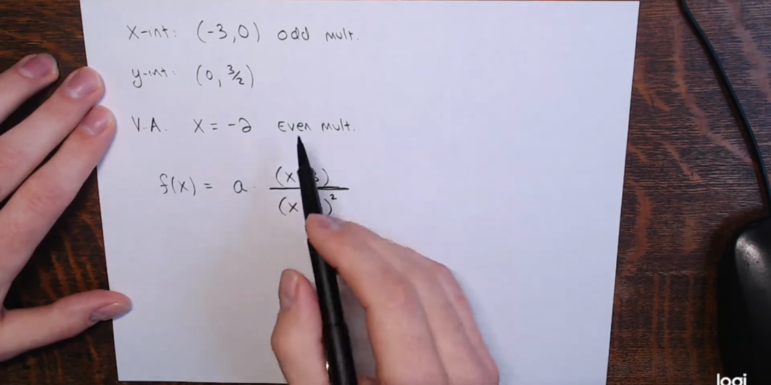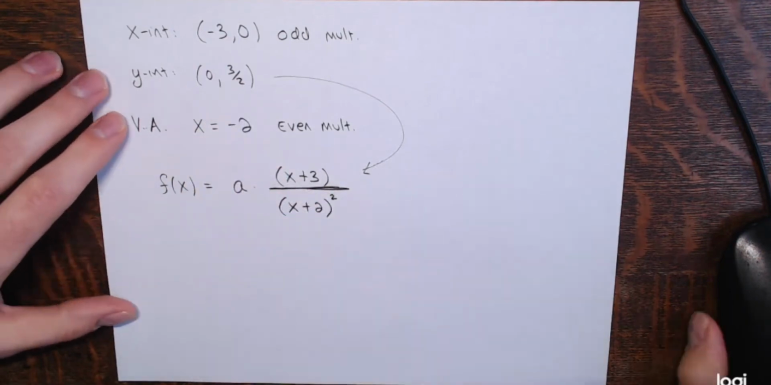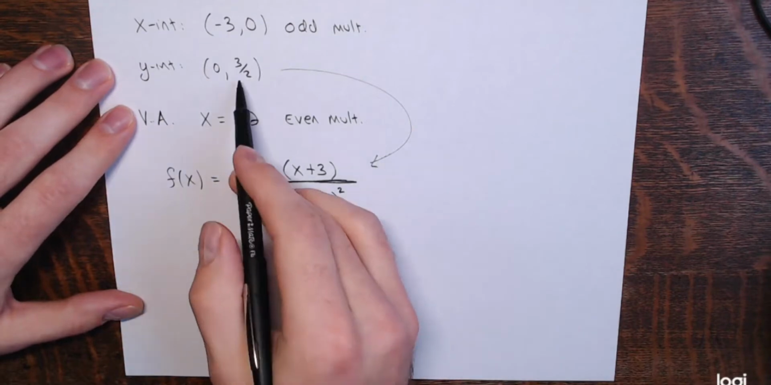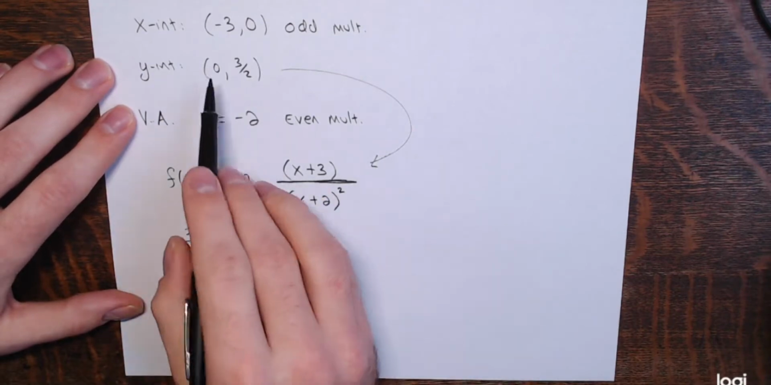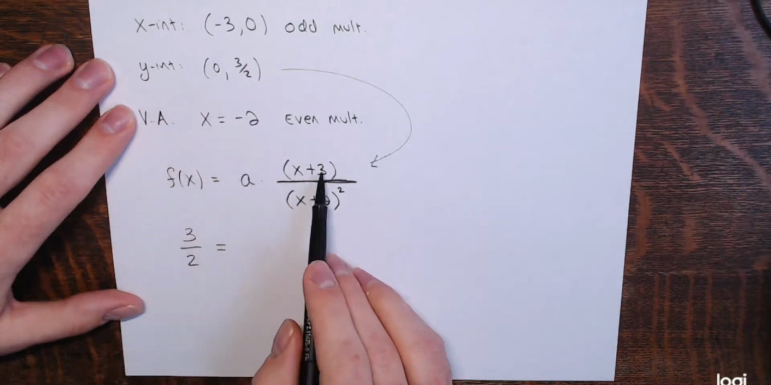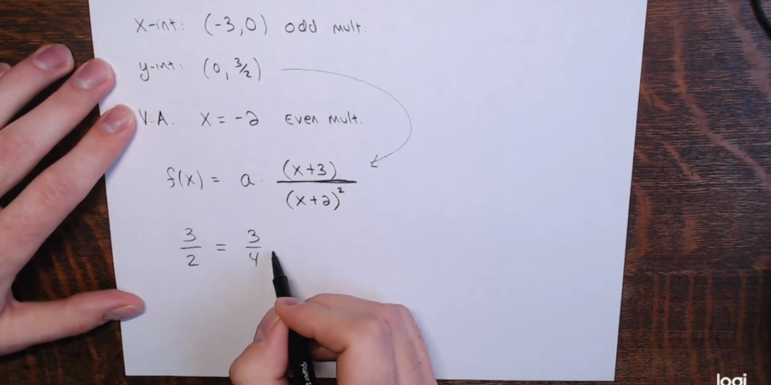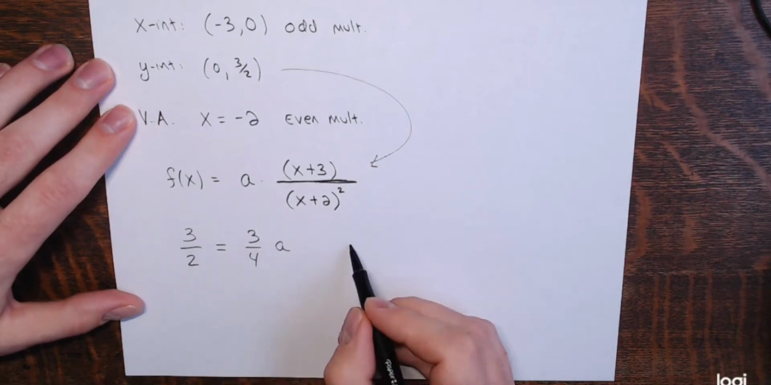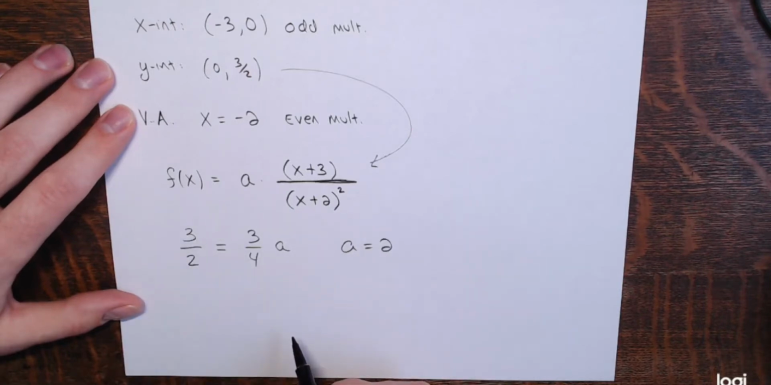Now I just need to use the point that I know, which is the y-intercept here, to find the value of a, right? So 3/2 for the output equals, and then when x is 0, this would be 3 over 4, right? 2 squared. So 3/4 a. So a must be 2. Right? Multiply both sides by 4/3. You get 4 over 2, which is 2.